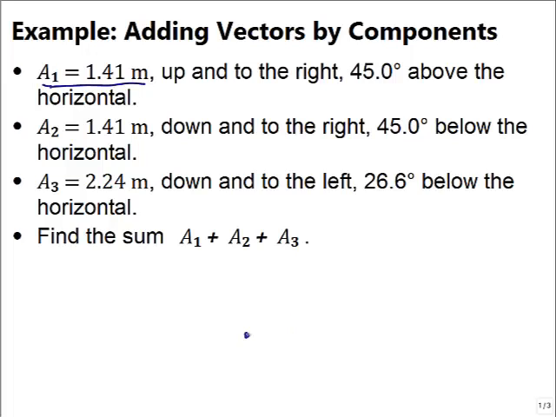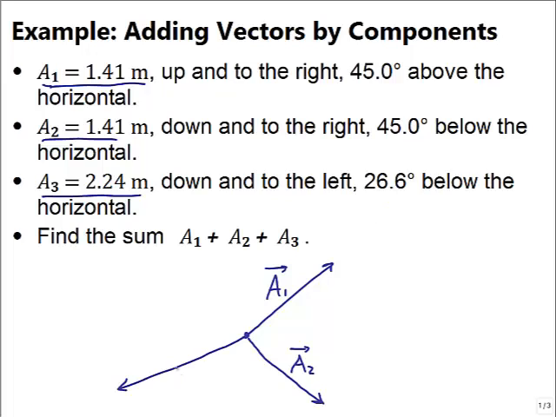So here's A1. We can draw it right down there, up and to the right. A2 is the same length, down and to the right. And A3 is longer, about 2 meters down to the left. So that's our sketch. Let's define the y-axis to be up, x-axis to be to the right.